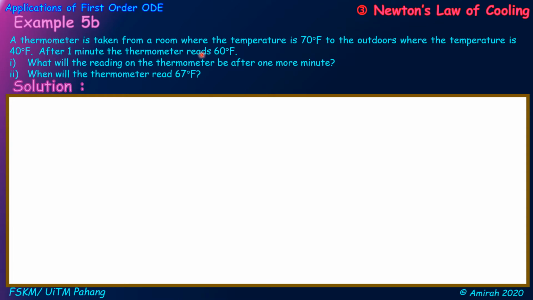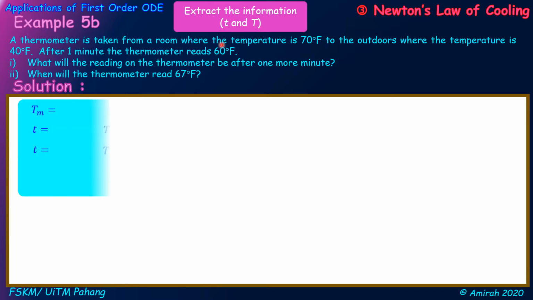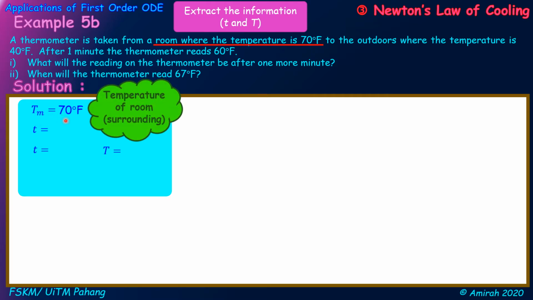Alright, to solve this problem, first, we need to extract the information in terms of small t for time and capital T for temperature. Then, we can write Tm, and then temperature and time. Now, we check one by one. A thermometer is taken from a room where the temperature is 70 degrees Fahrenheit. Means that this is the value for temperature of room or temperature of surrounding. So we can write Tm equals to 70 degrees Fahrenheit.